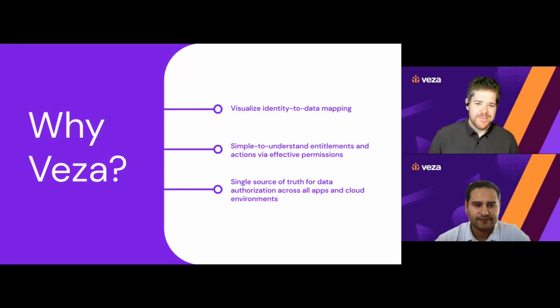Thanks, Joe. So just to sum up, what we've seen here is Veza is taking authorization metadata from across every system you use to visualize direct identity to data relationships. We display them in the simple to understand language of effective permissions, and we give you a single source of truth for data authorization across all your apps and cloud environments.